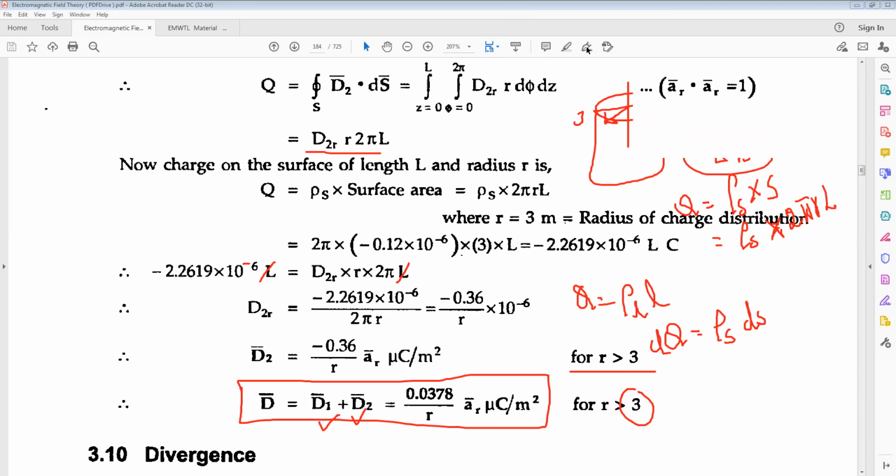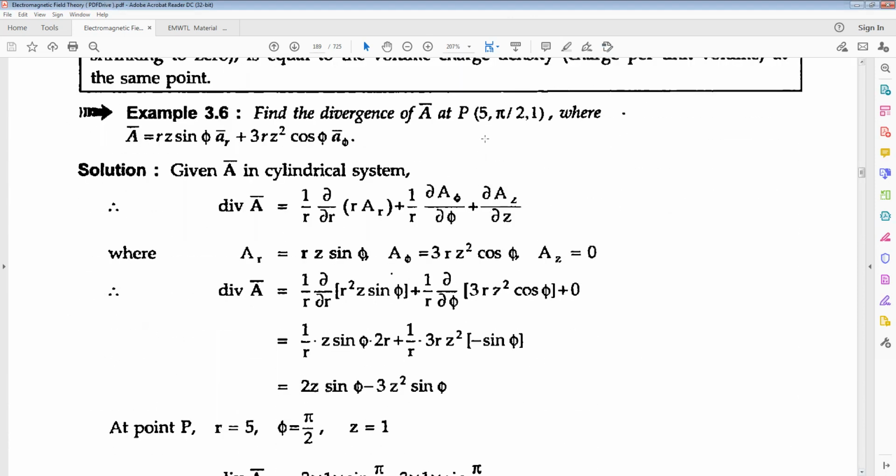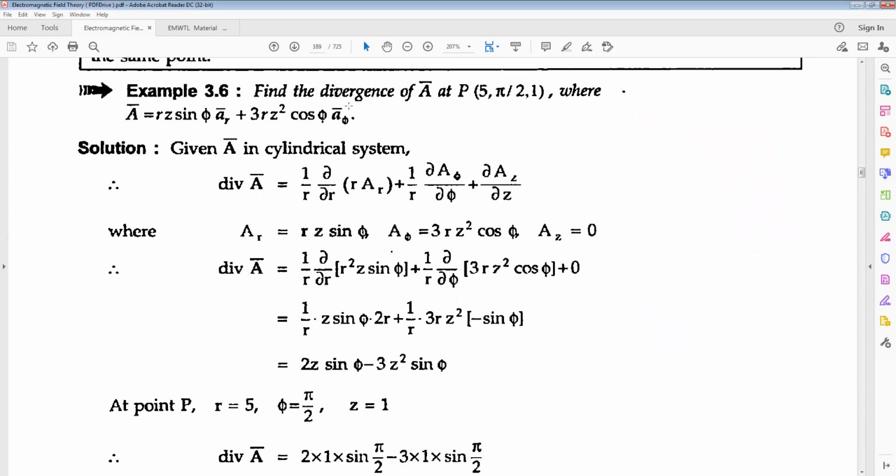The next example you can see, somewhat another different type of example for my students. Find the divergence of A bar at point 2 and 1, where A bar is RZ sin phi AR bar plus 3 RZ square cos phi A phi bar. We need to find the divergence of A bar.